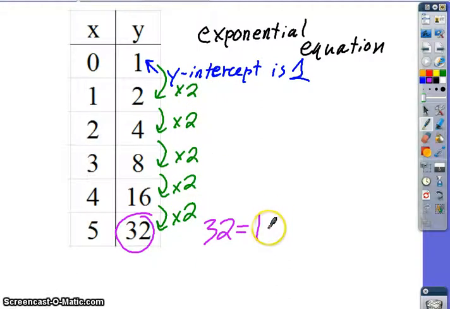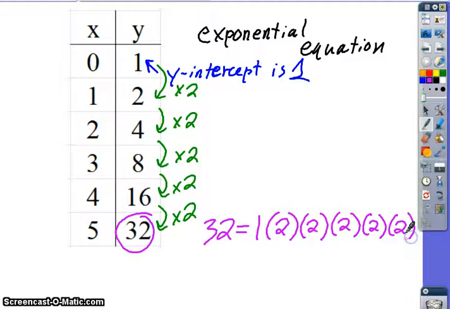So it's 1 times 2, 2, 2, 2, 2. 1, 2, 3, 4, 5. So that's 5 2s, which I could just write like this, 1 times 2 to the 5th. So that's not the equation, that's just how I found this 5th term.